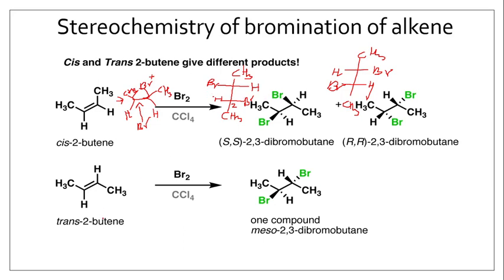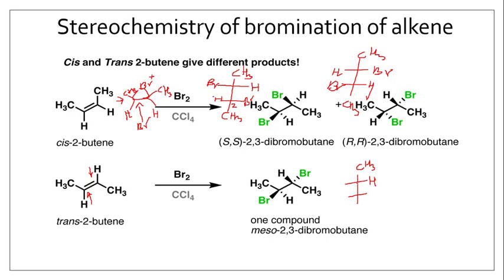But if we take the trans molecule, then Br attacks from the opposite side to the bromine atom, and in the end the meso compound is obtained. What is a meso compound? A compound in which there is a mirror plane. So mirror plane means what? Though Br attacks from the opposite side, you will see that the CH3 groups are towards the opposite side and the hydrogen atoms are towards the opposite side.